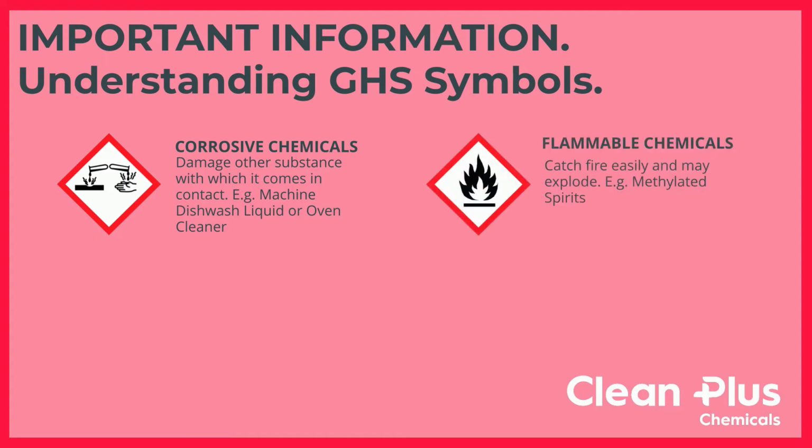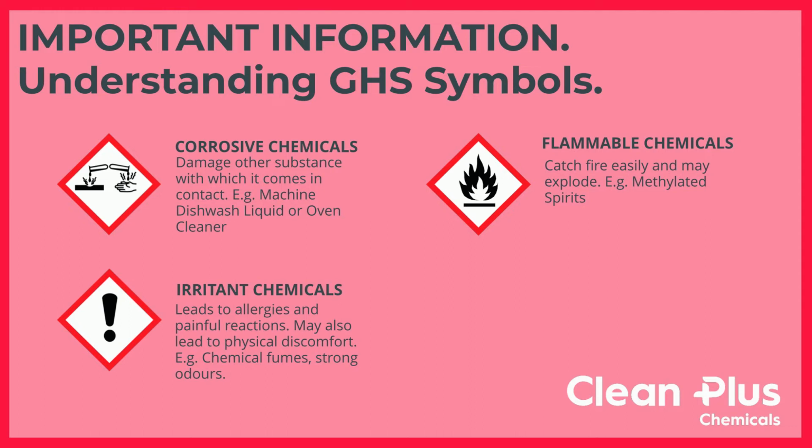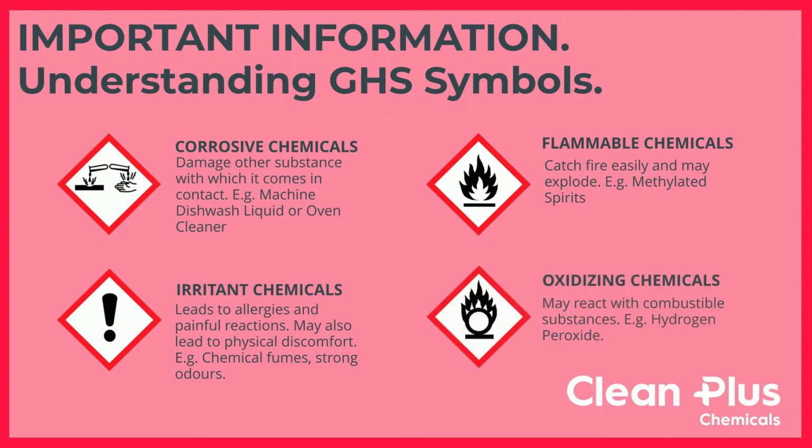Flammable chemicals are those that may catch fire easily and may explode. For example, methylated spirits. Irritant chemicals lead to allergies and painful reactions. May cause physical discomfort. For example, chemical fumes and strong odors. Oxidizing chemicals are those that may react with combustible substances. For example, hydrogen peroxide.